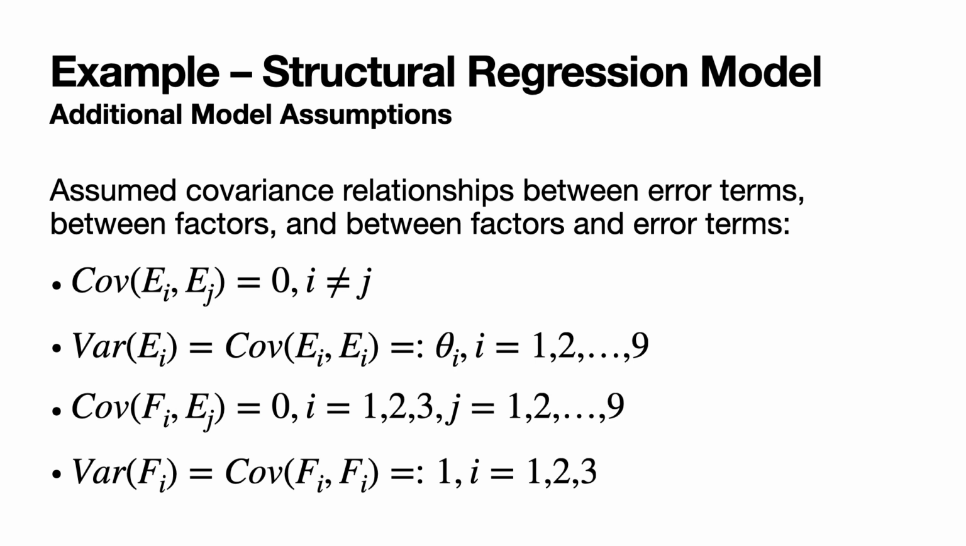And then finally, in the fourth bullet point, what we're doing here is setting the variance of each latent construct in this model equal to 1. The reason we do this will be discussed in a future lecture video.